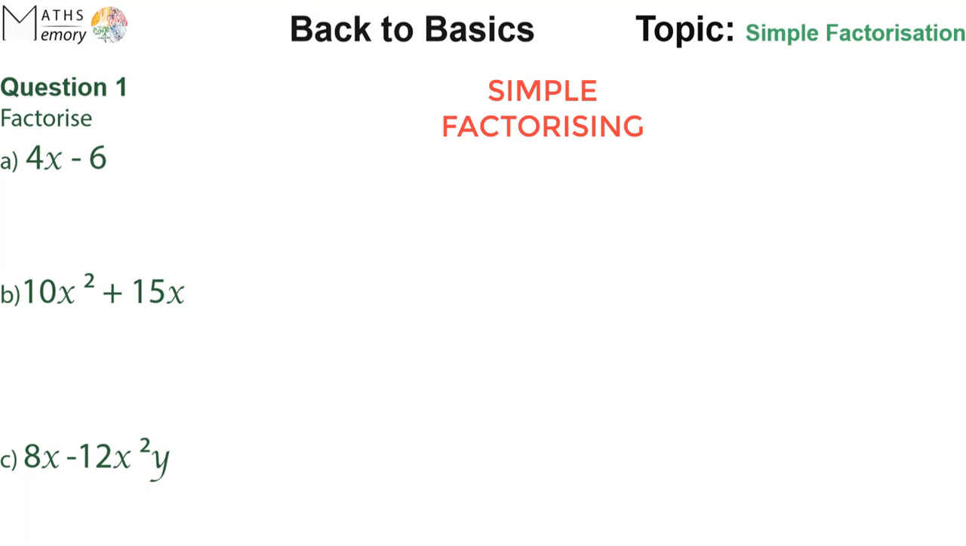Question 1, parts A, B, C, and D. Write these questions down and press play when you're ready. So in these questions, we're dealing with a type of factorizing called basic factorizing. And it's pretty simple, basically. It's quite common sense. Let's do this right now.